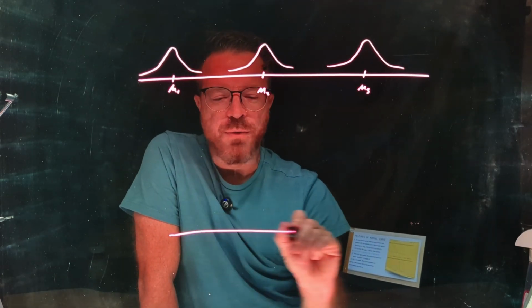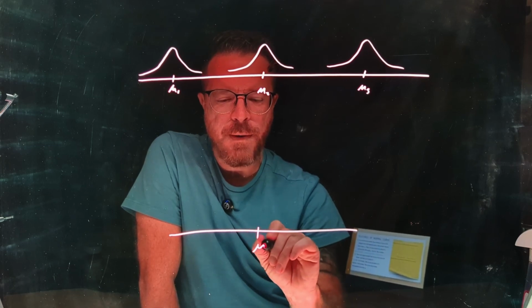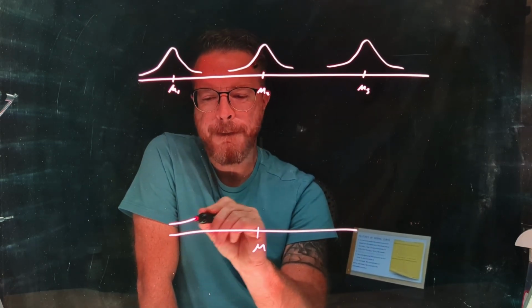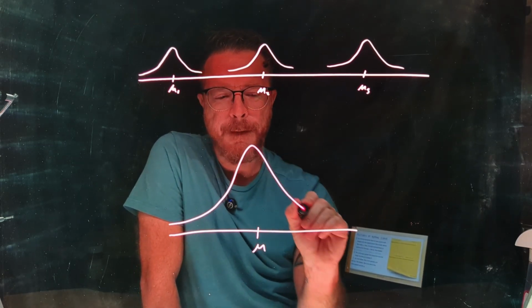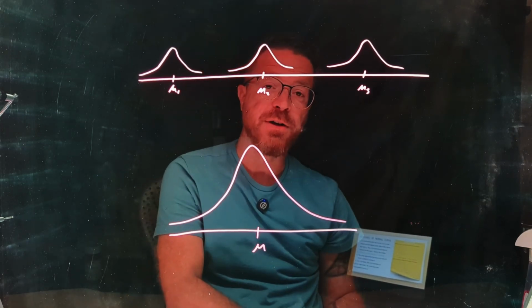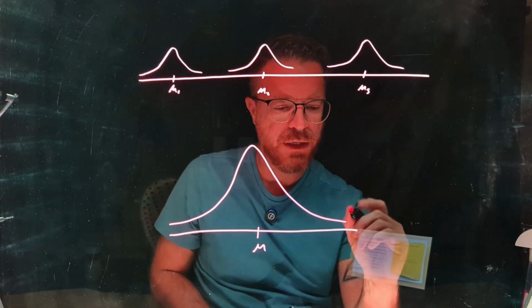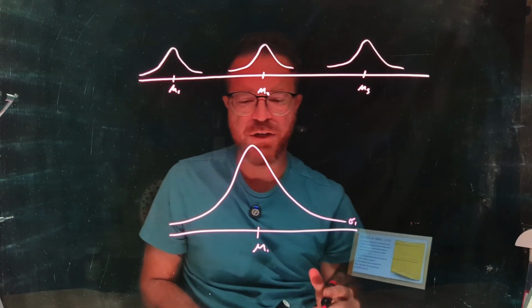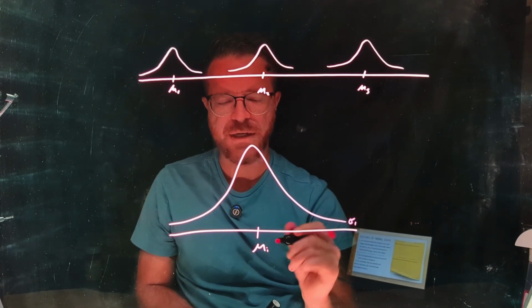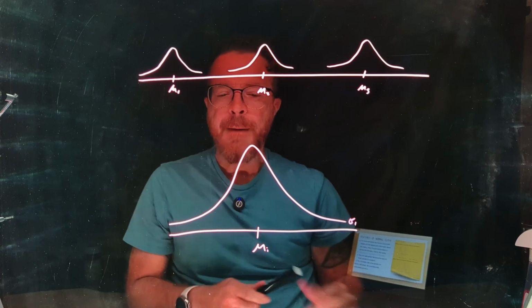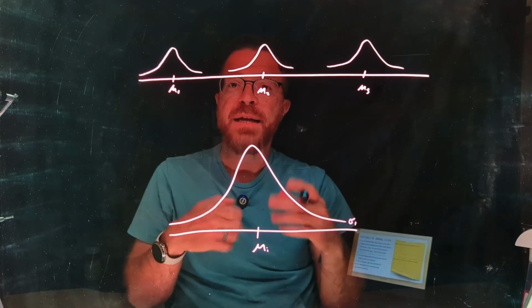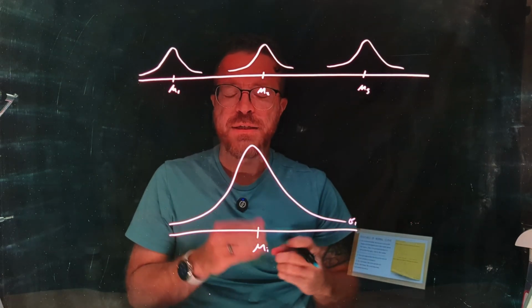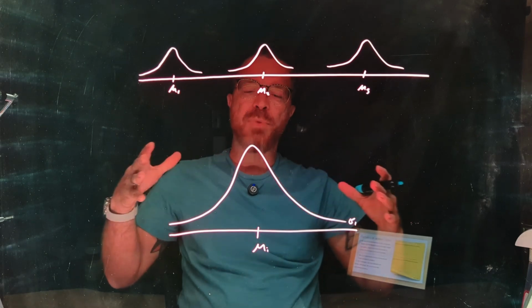If we were to maintain mu, but change our standard deviation, so let's say that this is going to be standard deviation 1. I'm actually just going to call this an I because the mu is not going to change. What happens as my standard deviation increases? Well, it means that I have more spread.